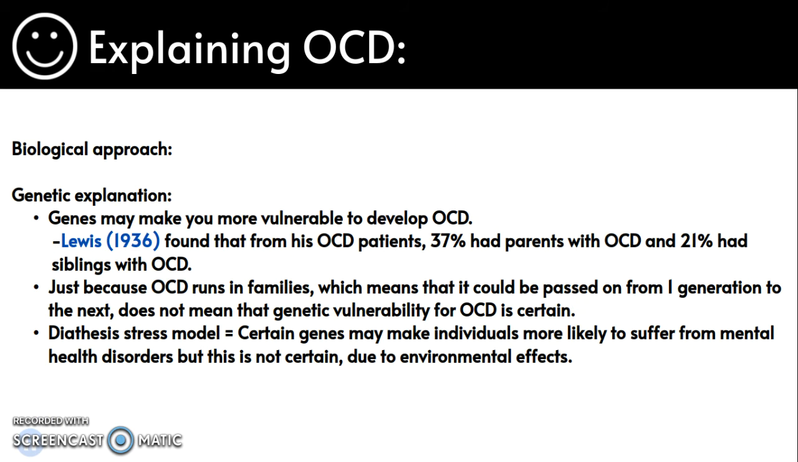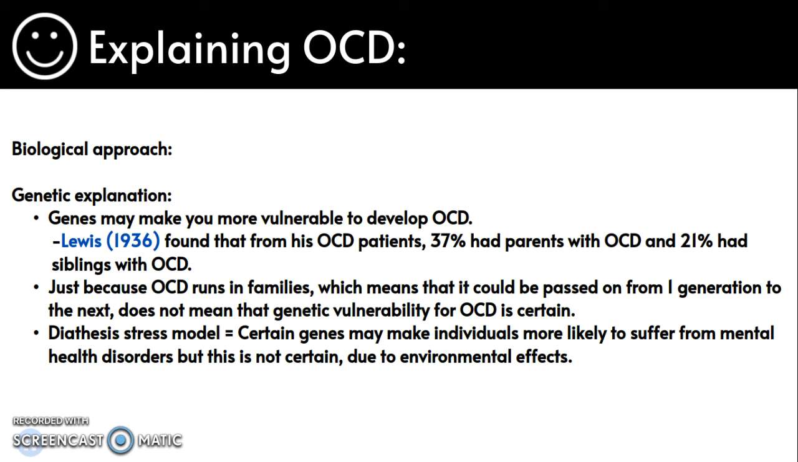Explaining OCD. The biological approach has a genetic explanation, which, as it may sound, means genes may make you more vulnerable to developing OCD. Lewis in 1936 found that from his OCD patients, 37% had parents with OCD and 21% had siblings with OCD. Just because OCD runs in families, which means it could be passed on from one generation to the next, it doesn't mean that genetic vulnerability for OCD is 100% certain.